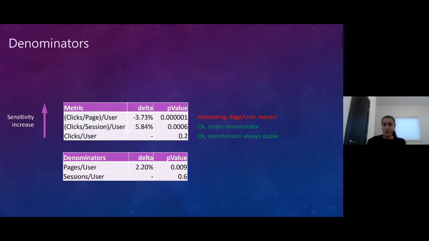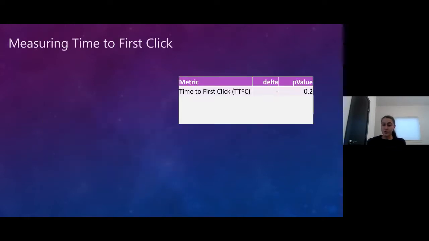Let's move on now to the other metric that we wanted to measure around clicks, which is time to first click. We computed that same metric on the experiment that I showed, and when we computed the time it took to the first click, we didn't see any statistically significant difference at all between treatment and control.